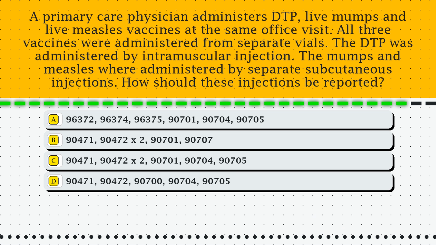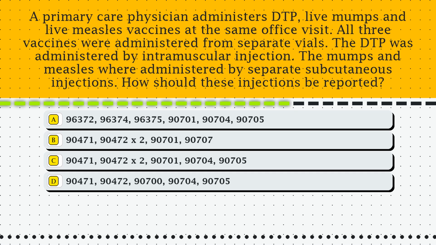Question 133. A primary care physician administers DTP, live mumps and live measles vaccines at the same office visit. All 3 vaccines were administered from separate vials. The DTP was administered by intramuscular injection. The mumps and measles were administered by separate subcutaneous injections. How should these injections be reported?